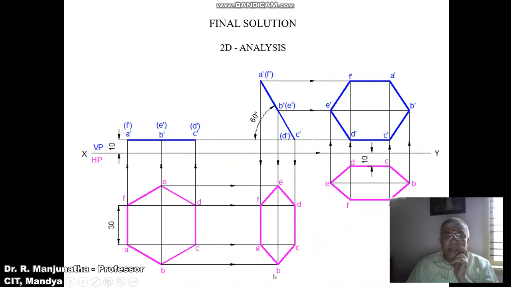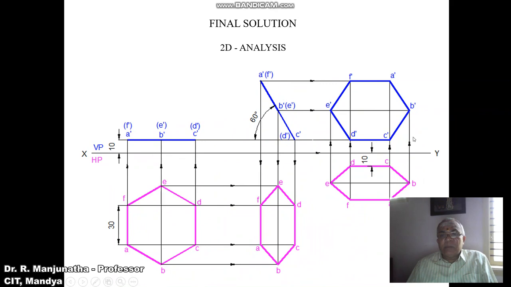And you mark A, B, C, D, E, and F. Then join A to B, B to C, C to D, D to E, E to F, and F to A with dark lines. Then we need to say the side is parallel to both HP and VP, and it is 10 mm from both, in front of VP and also from HP.